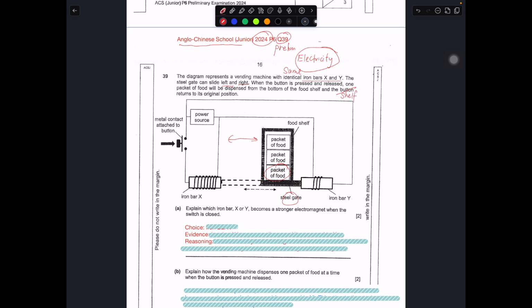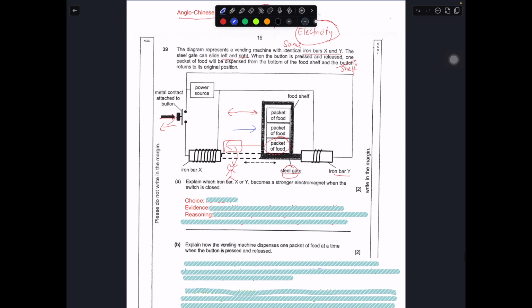So I'm thinking that the original position is that the steel gate will be nearer to Y. So when you press the button, let's say the person is waiting over here, the steel gate will move towards the left, and he will be able to get the packet of food. Then when he leaves the vending machine, he will probably release the button. Therefore the steel gate will return back to the right hand side, towards iron bar Y. So this is more or less a general story.